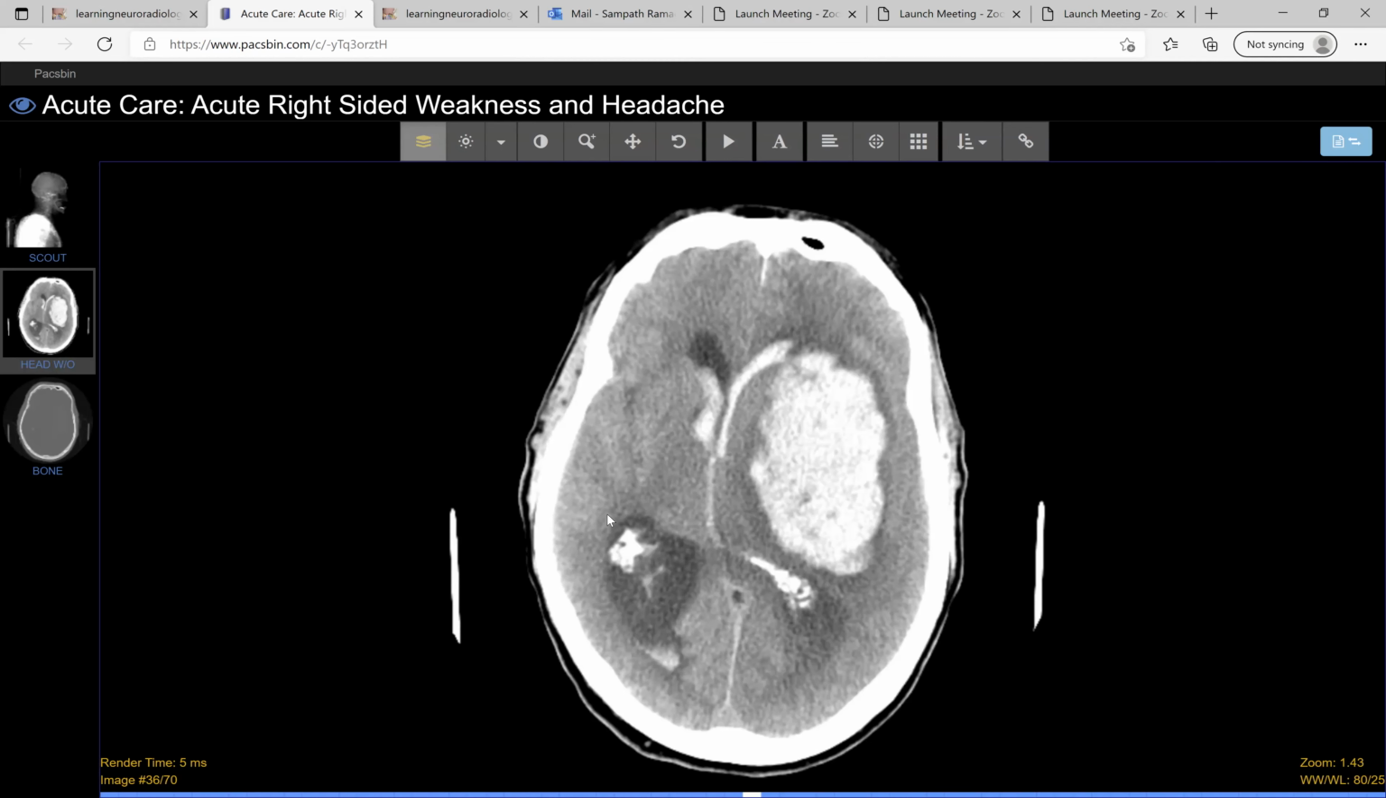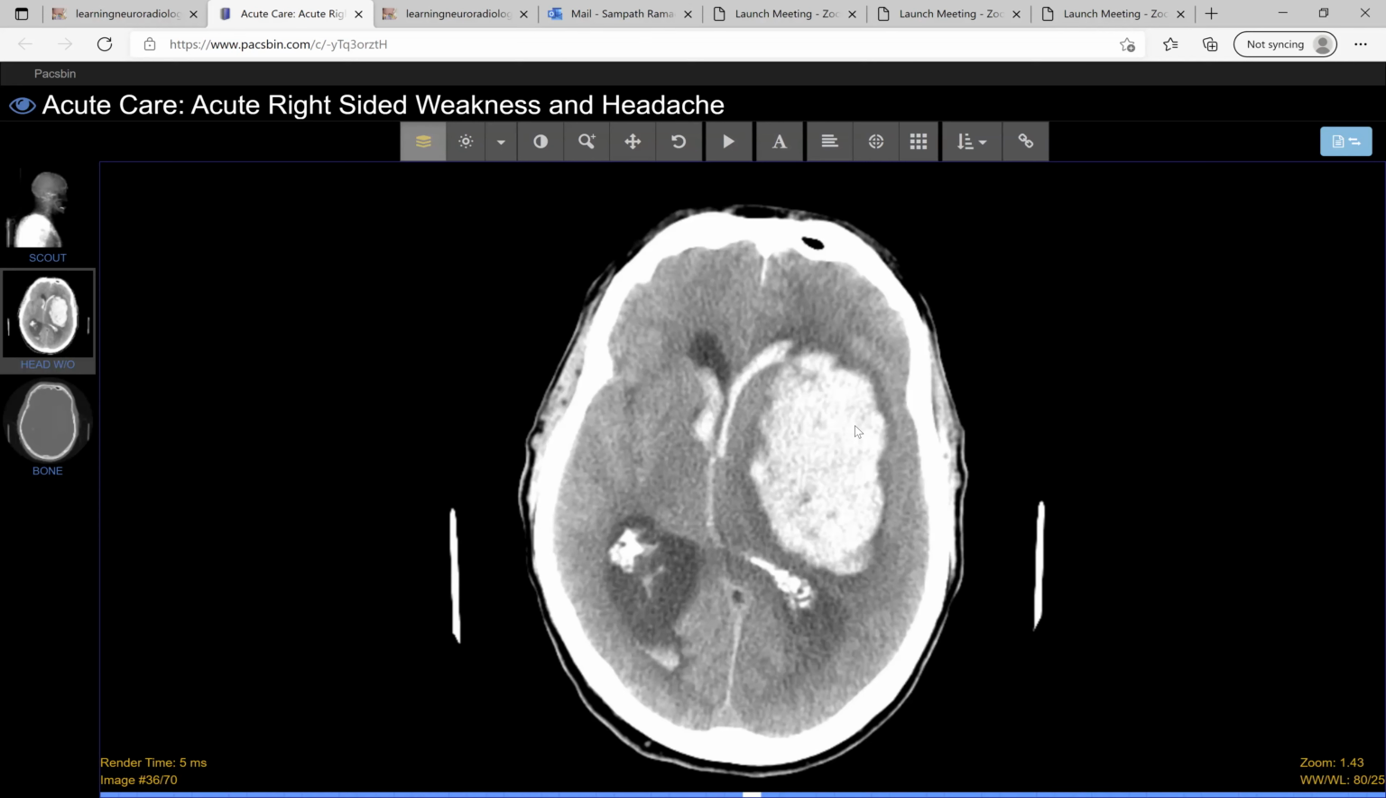So this is the right side. As you can see, it's a big bleed, which is centered around the basal ganglia, which is here, and also the thalamus, and also a portion of the frontal lobe and the parietal lobe. It's a huge bleed. And then you can see this lower attenuation in the periphery of this bleed. This is the edema that comes with the bleed.